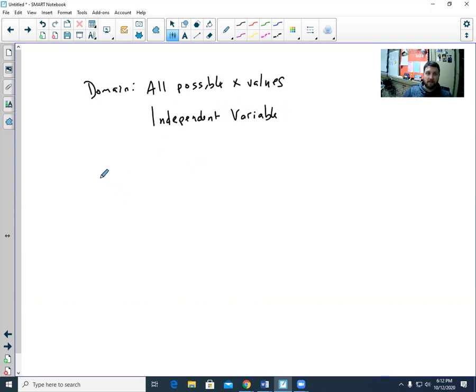And we also have our range. And remember, the range is the possible y values. And this one is the dependent variable. Because whenever you have a function, the number that you're allowed to change is x. You plug in whatever you want for x, and then it's going to produce something to give you the value of y. So the y value depends on what you plug in for your x value. Should be pretty straightforward, okay?